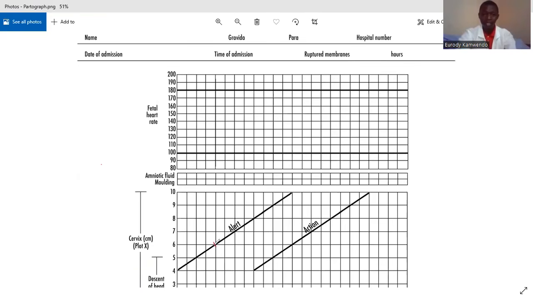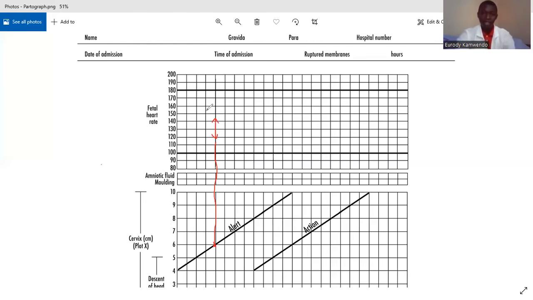Since we are following this line at 6 centimeters, you follow it all the way up. So let's say the fetal heart rate is at 120, then you are going to plot in that particular manner. Then if it's going at 140, you're going to put an arrow like that to show that the fetal heart rate, when you checked at 6 centimeters, was around 140 over 120.